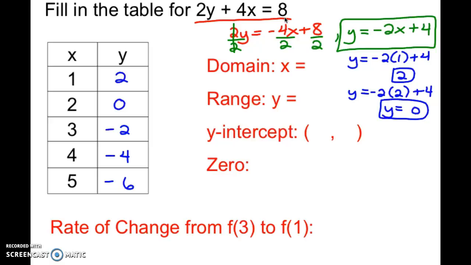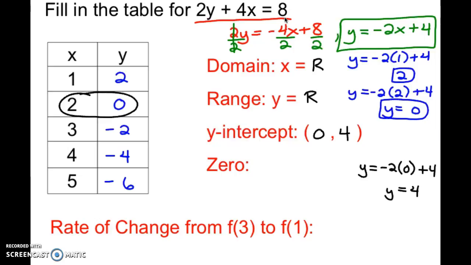This is an equation of a line, which means it goes on forever left and right. So your domain and range are all reals. Okay, your y-intercept happens when x is 0. So I don't have an x value of 0 in my table, but I could easily fill it in. So I'm going to at least fill in an x value of 0 to find my y-intercept. When you do that, you figure out it is 4. Okay, that's what would have showed up in my table had I done that. And then your 0 happens when y is 0. Well, I do see when y is 0 right here, so my 0 should actually be 2. Okay, that's when y is 0.